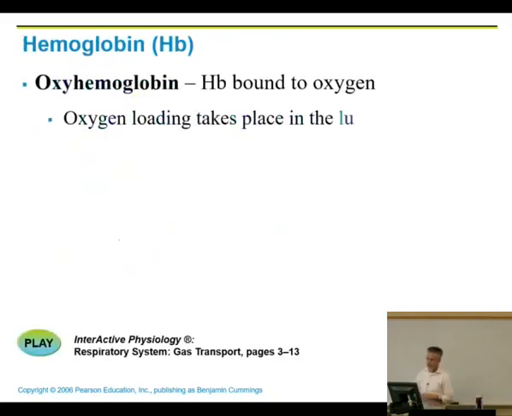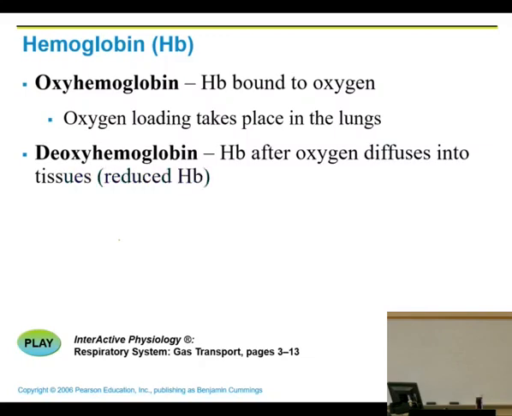Okay, so if we have hemoglobin binding the oxygen, it actually gets a special name. We call it oxyhemoglobin. That's pretty straightforward, right? If we've given up some of that oxygen and it's become oxygen poor, it's called deoxyhemoglobin. That's pretty straightforward too. That's the difference between, again, that bright red and that darker red blood.